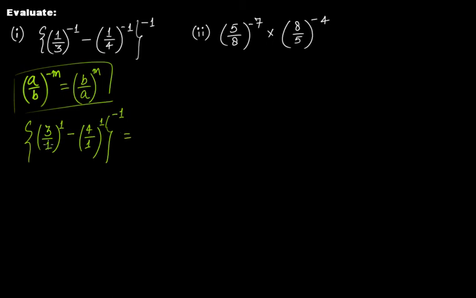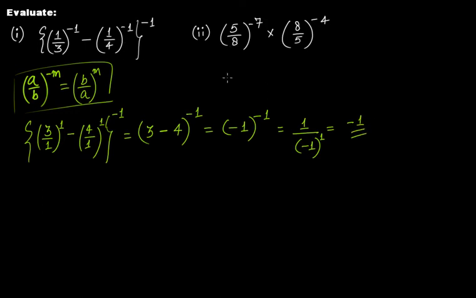So 3 by 1 is what? 3, and 3 raised to the power of 1 is 3. So 3 minus 4 raised to the power of 1 will be 4. So 3 minus 4 raised to the power of minus 1. Now this is minus 1 raised to the power of minus 1, right? It means that it is 1 by minus 1 raised to the power of 1. That is, if you solve this, you get minus 1 only.